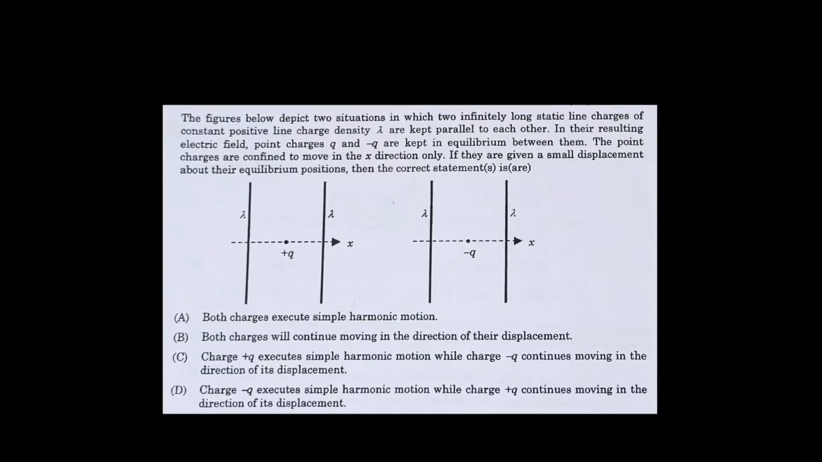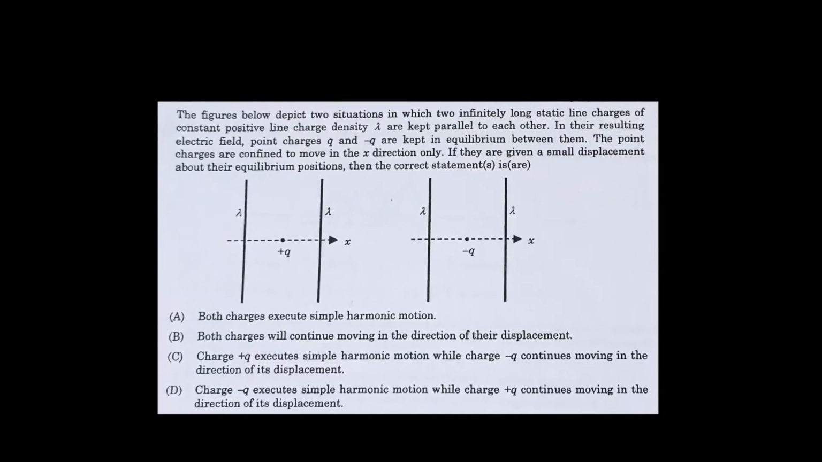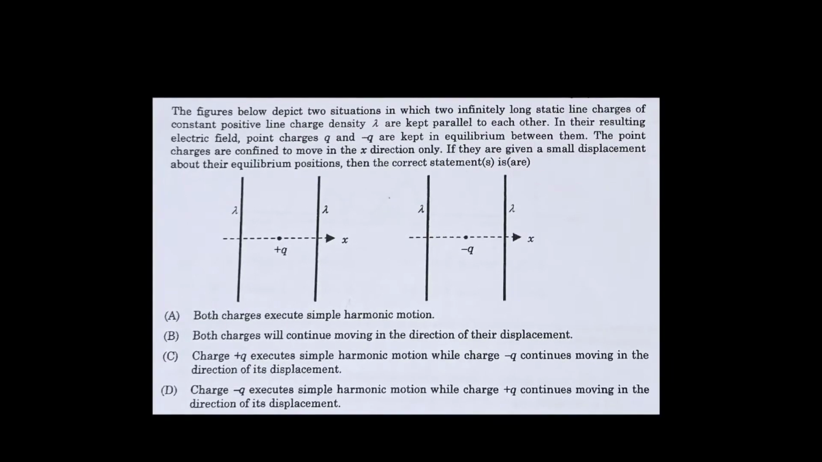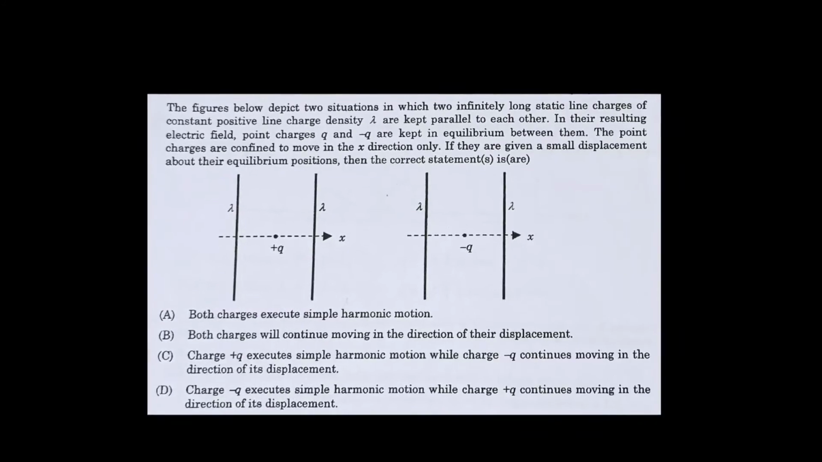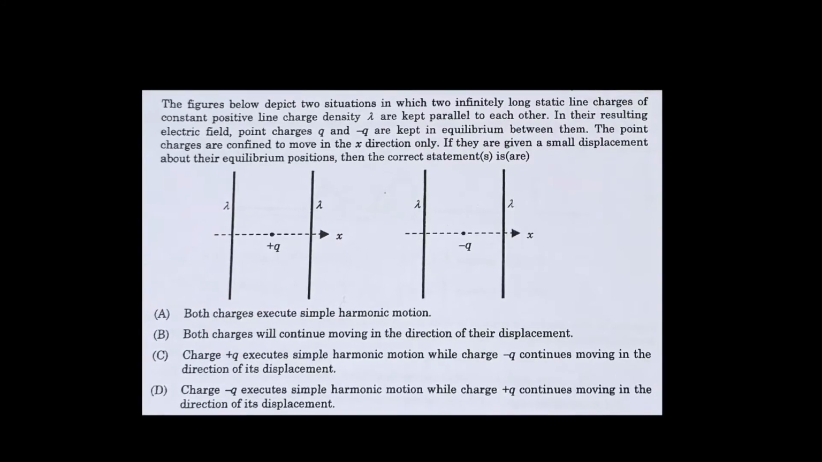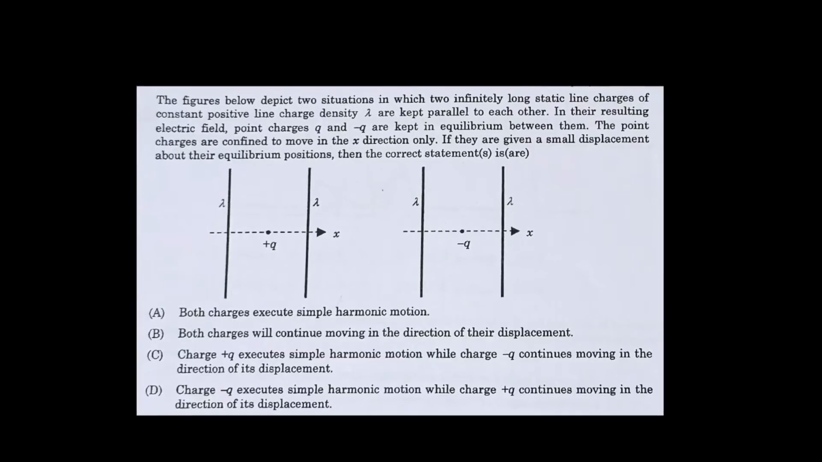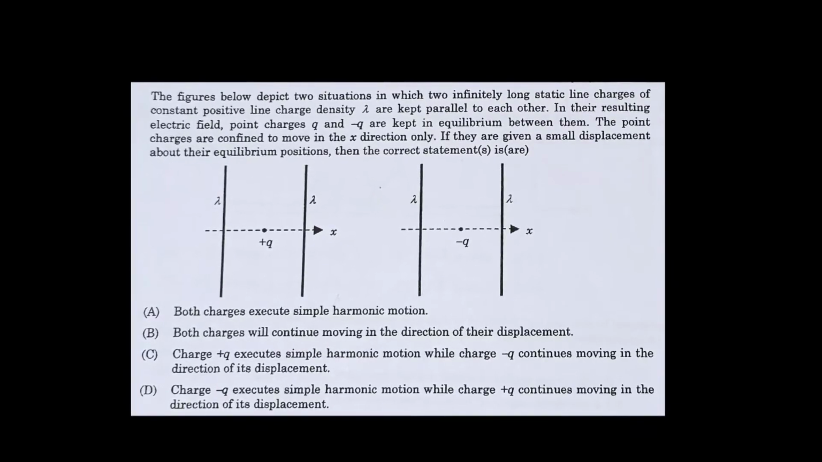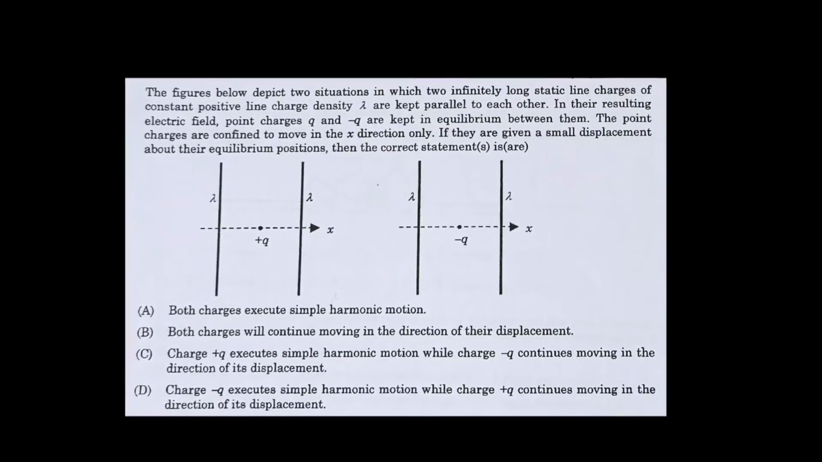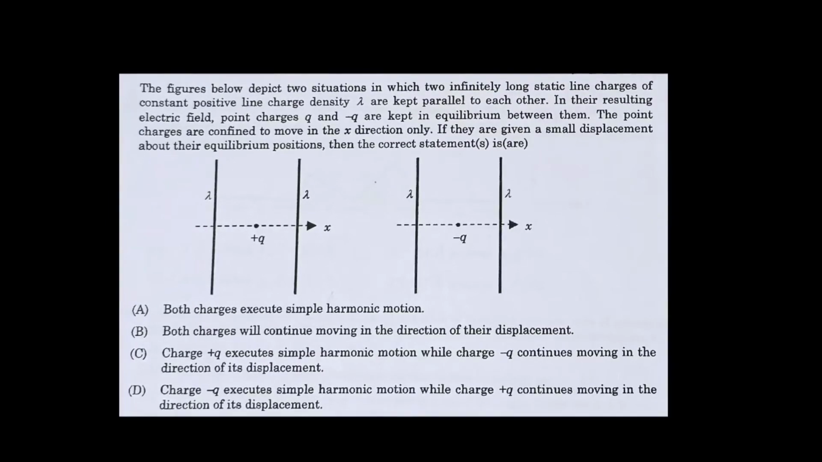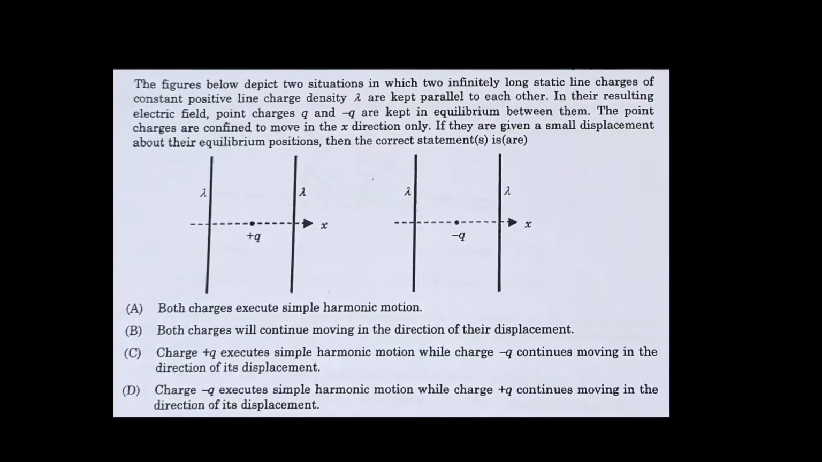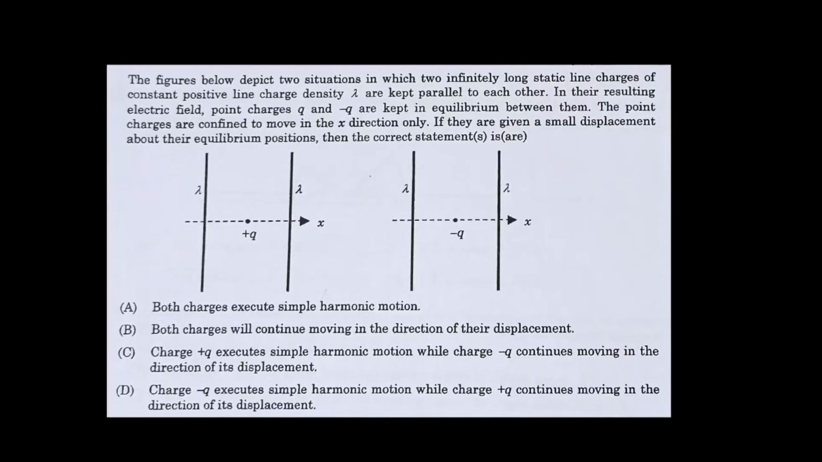The figures below depict two situations in which two infinitely long static line charges of constant positive charge density lambda are kept parallel to each other. In their resulting electric field, point charges q and minus q are kept in equilibrium between them. The point charges are confined to move in the x direction only.